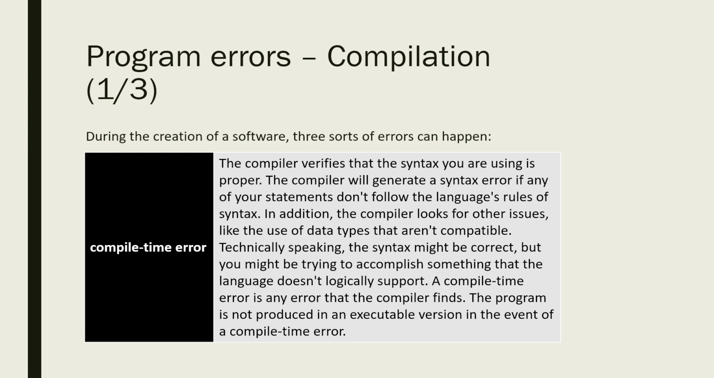Sometimes the compiler error will also show up when you try to do something that is logically not correct for the language you're using. For example, if you try to associate a letter to a number, this will stop the compiling of your program and will not produce any executable.